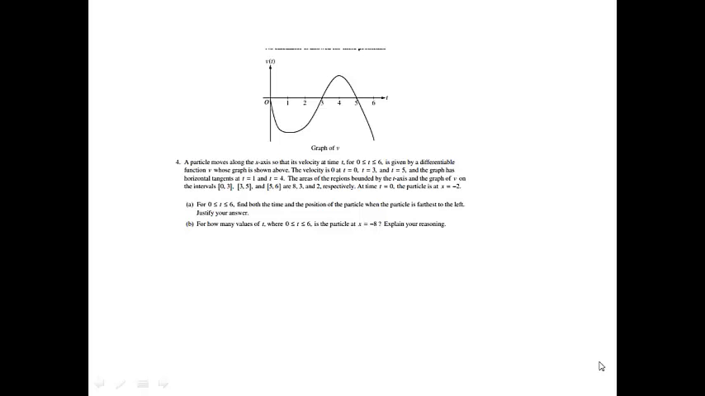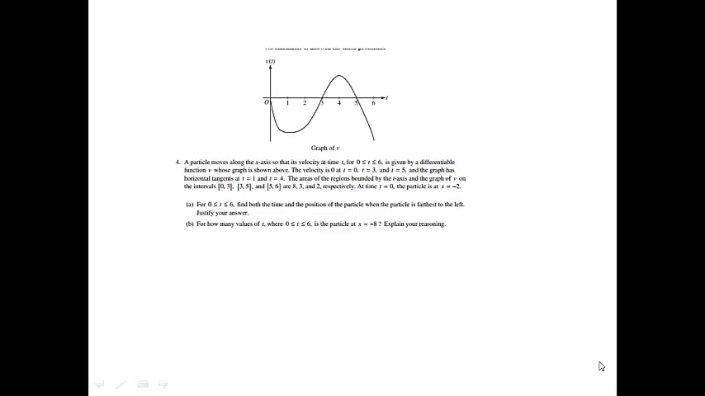Problem 4. A particle moves along the x-axis so that its velocity at time t for 0 to 6 is given by a differentiable function v whose graph is shown above. The velocity is 0 at t equals 0, t equals 3, and t equals 5, and the graph has horizontal tangents at t equals 1 and t equals 4.